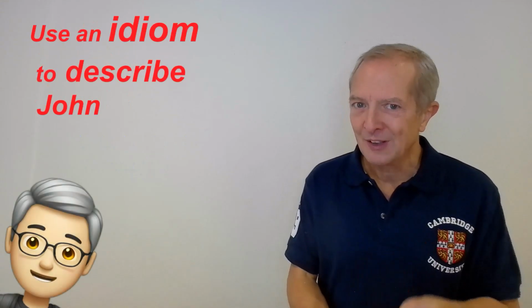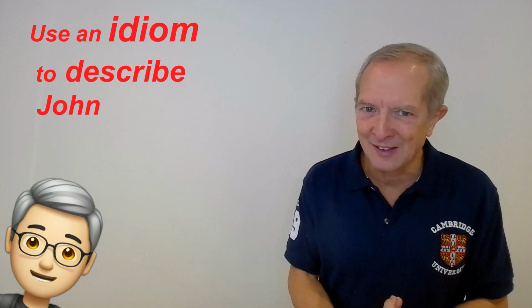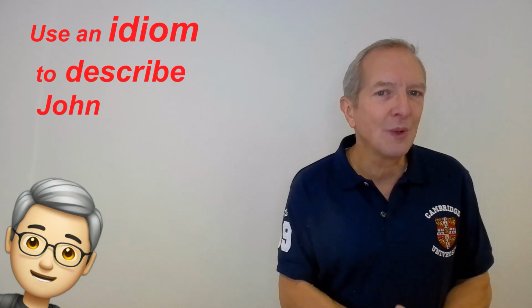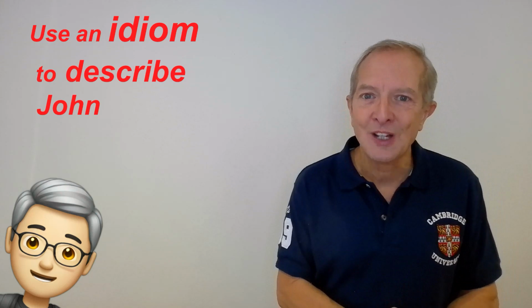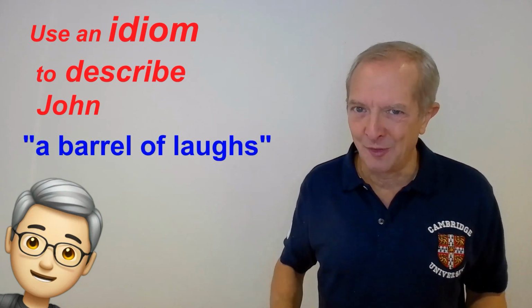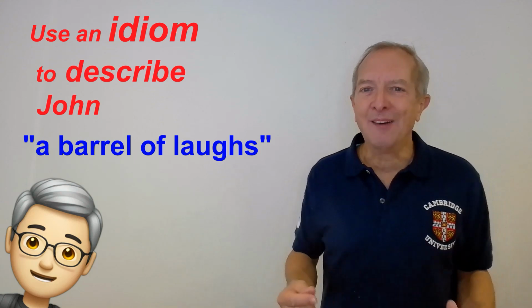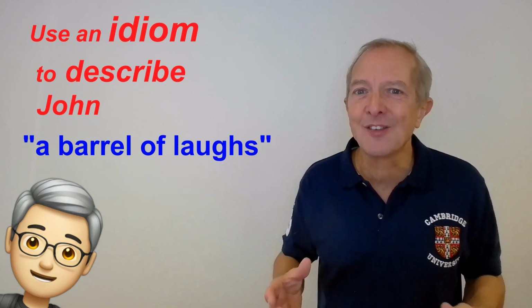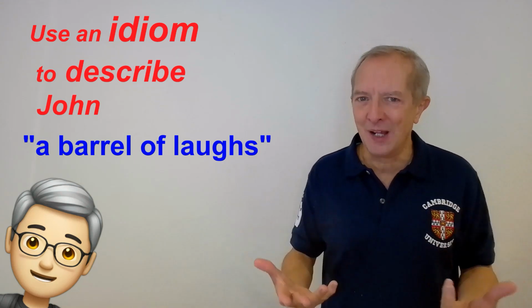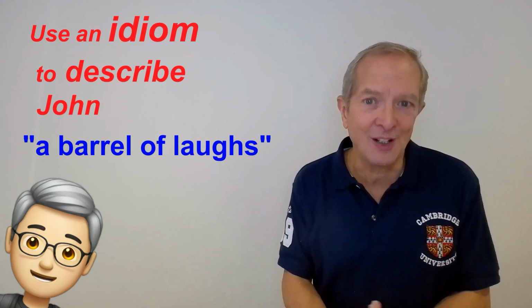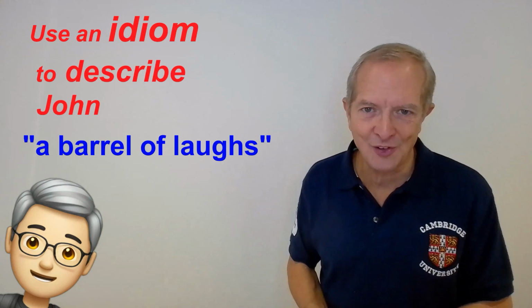Then if you can, try and find an idiom to talk about your character. And here are a few nice idioms you can use. You can say that John is a barrel of laughs. A barrel of laughs. That means that he's always making you laugh. He's a very funny person. He's a barrel of laughs.